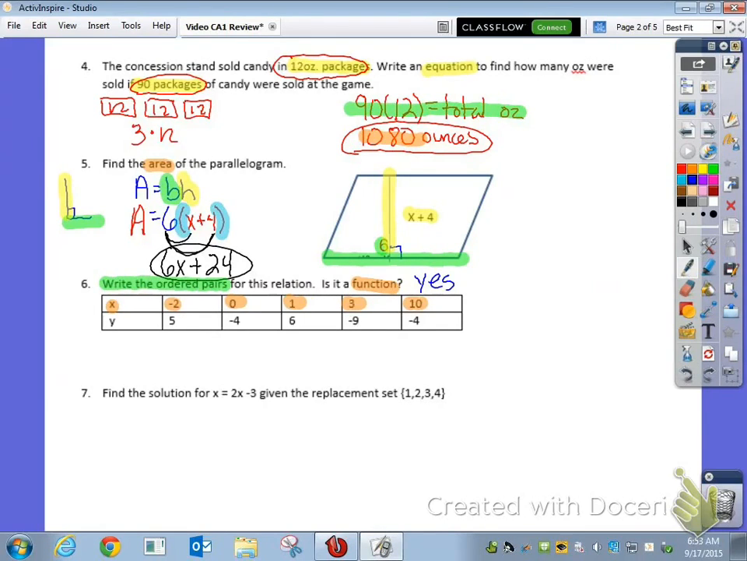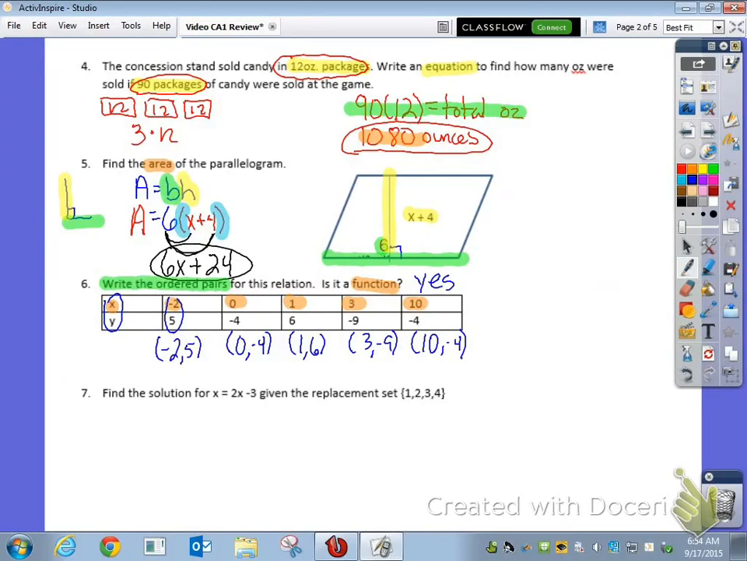So my ordered pairs, see my x, y, this makes an ordered pair. So this is an ordered pair. That ordered pair would be -2, 5. This ordered pair would be 0, -4. This one would be 1, 6. This one would be 3, -9. And this one would be 10, -4.